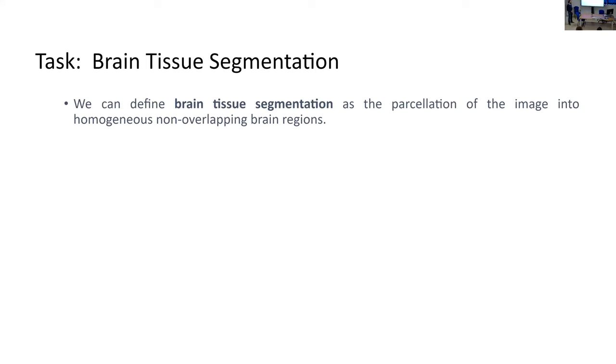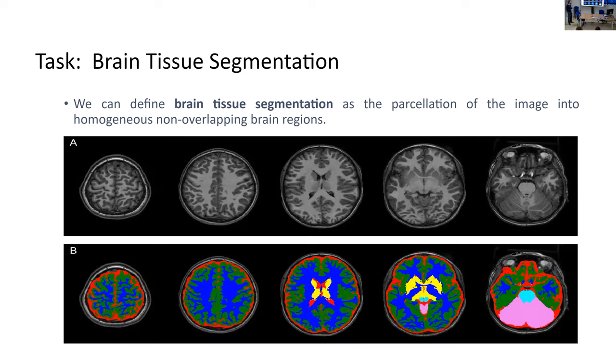Brain tissue segmentation, we can define it as the parcellation of the image into homogeneous non-overlapping brain regions. Here is an example where we have five slices of T1 and the related segmentation. Usually a segmentation is a color-encoded image, where each tissue has a color. For example, here the white matter is blue, the gray matter is green, etc.